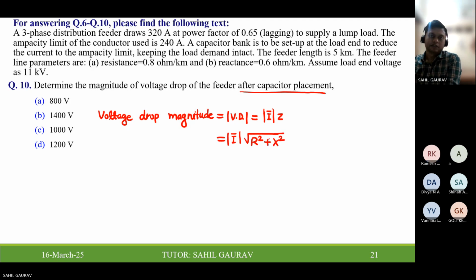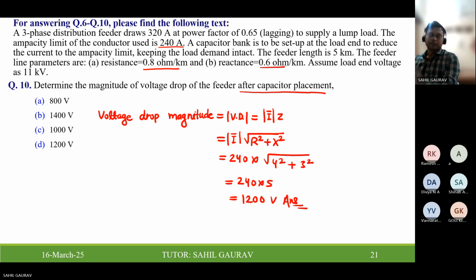240 ampere. Yes, correct. So the current is reduced, so 240 ampere, and it is multiplied with root R square plus X square. So R is 4, square of 4 plus 3 square, reactance is 3. So 240 into 5, it will give you 1200 volt. So this is all for the previous year assignment.